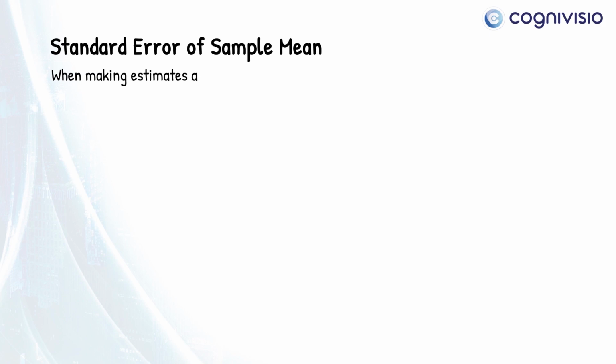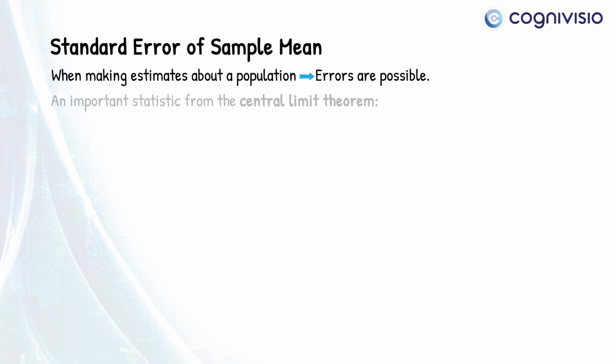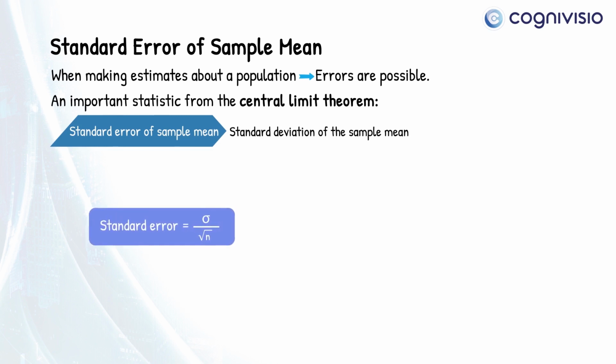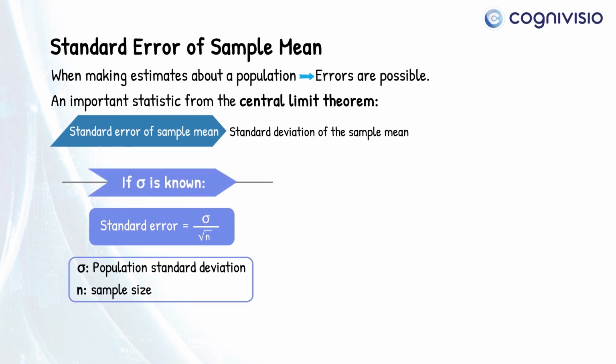When we make estimates about a population, we are always prone to errors. So, an important statistic that results from the central limit theorem is the standard error of sample mean, which is defined as the standard deviation of the sample mean and equals the population standard deviation divided by the square root of the sample size n, when the population standard deviation sigma is known.